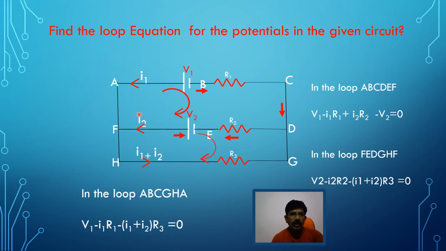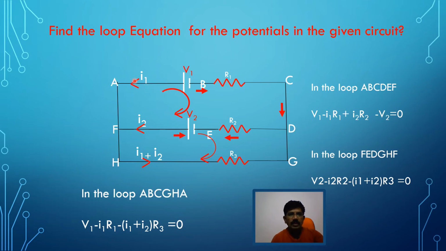Next, come to the big loop here. What is the other loop? A, B, C, look carefully, G, H, A. This is the closed loop and this is the final loop. Next, what are the various components present here? A voltage source V1 and a resistor R1 are present. Next, another resistor R3 is present, and the current flowing through R3 is I1 plus I2. Here the current flowing through R1 is I1. Are you clear about that one?